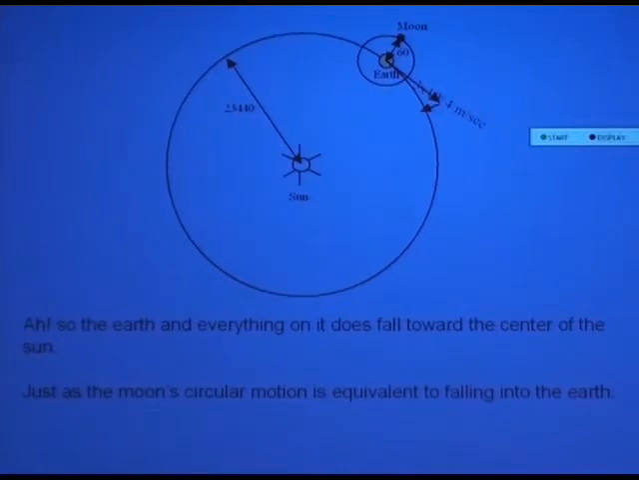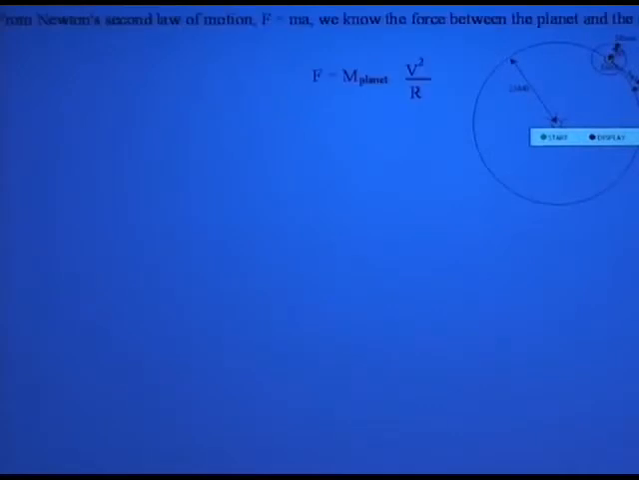He said, why is the Earth not falling into the sun? And the answer is the Earth is falling into the sun and the moon is falling into the Earth, but that gives you a circular motion instead of a straight fall. All right, so we continue now the calculation.